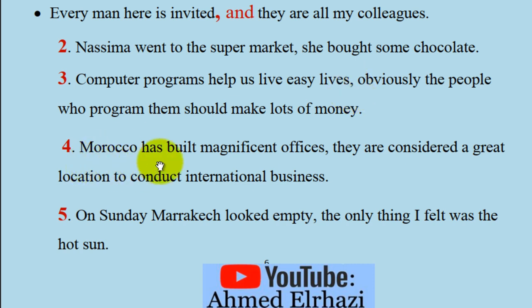Number 4. Morocco has built magnificent offices. They are considered a great location to conduct international business.